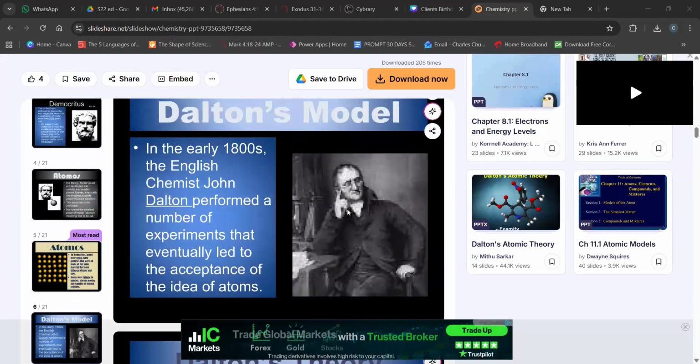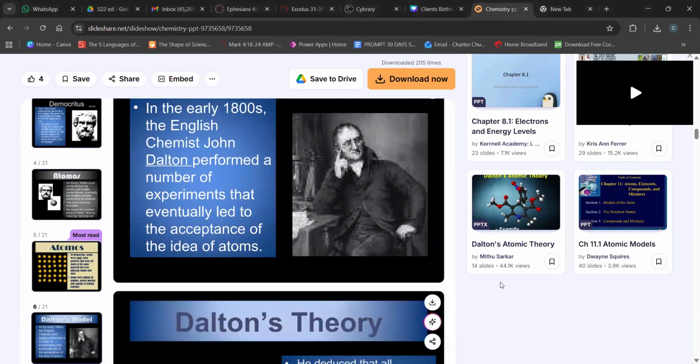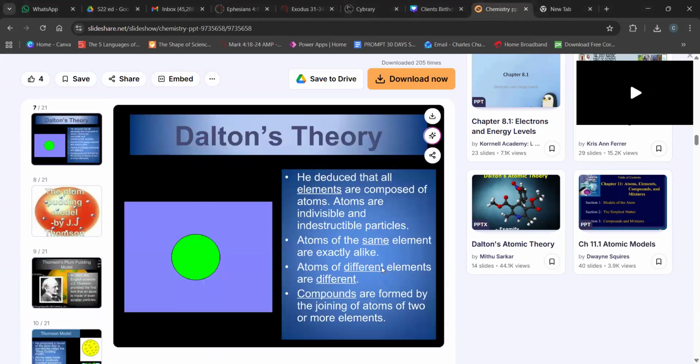So these are still the same postulates, but this is a summary of his theory, right? Dalton believes that there was nothing smaller than an atom, right? So this is his model. Now take a look at this and see if it aligns with, or is similar to, what you learned in class.